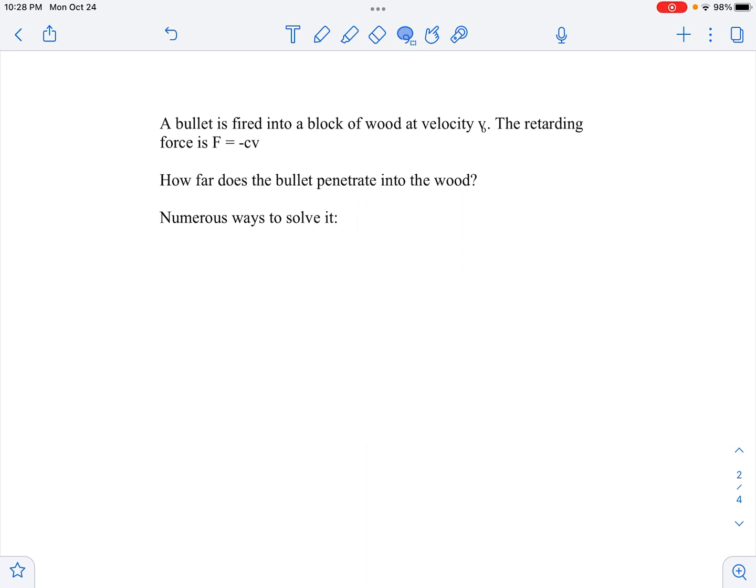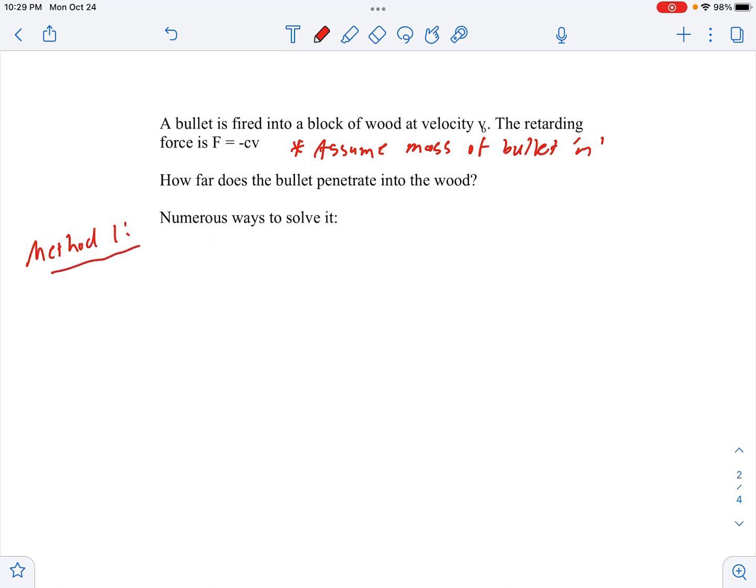It says, how far does the bullet penetrate into the wood? I'm going to show you three different methods. All of them are dependent upon the mass of the bullet, so for the purpose of this problem, we're going to assume the mass of the bullet, we'll just call it M. Some mass. I'm going to show you three different methods. We're going to start with the most complicated and work into one that's simpler. All right, so here we go. We'll call this one method one.